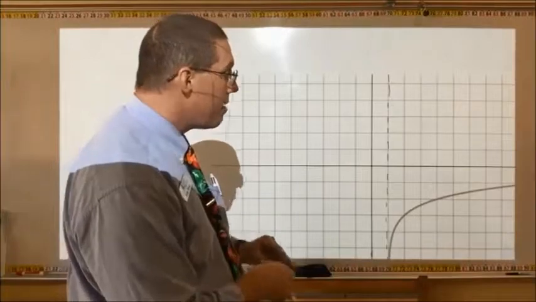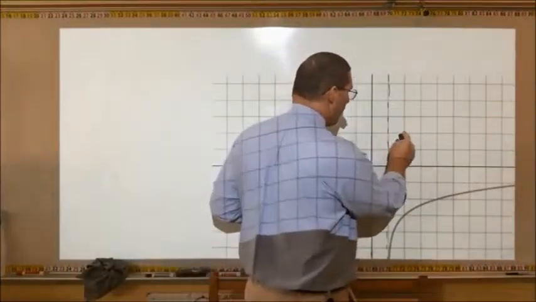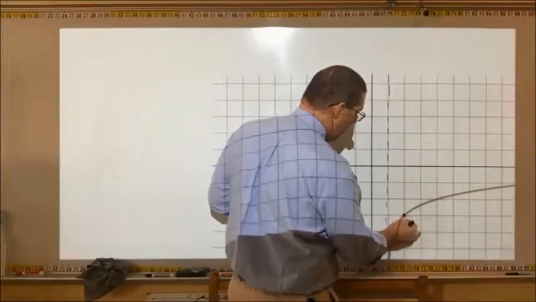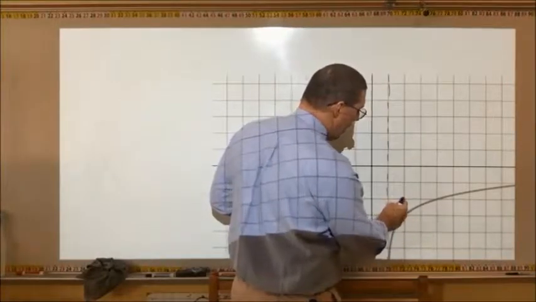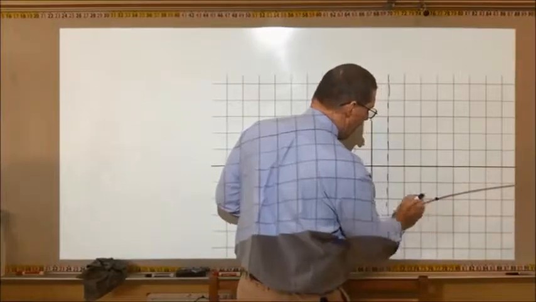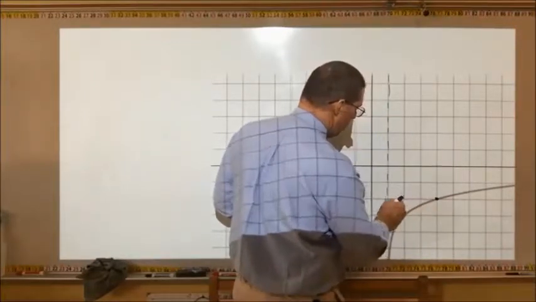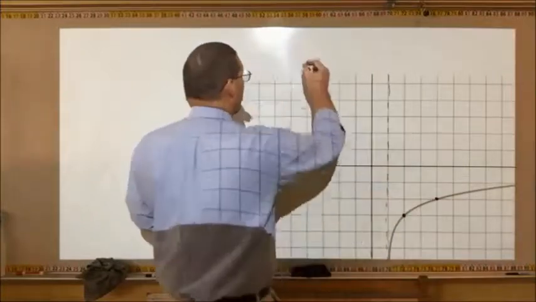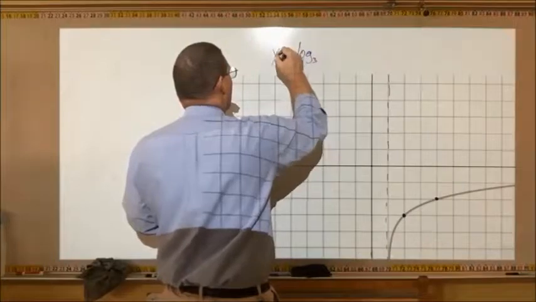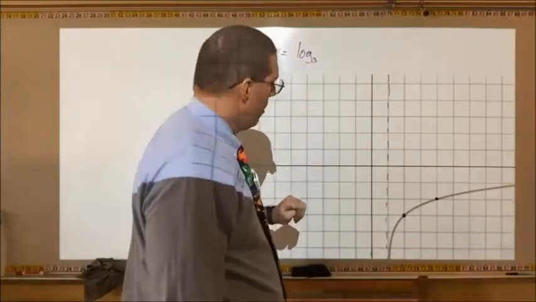Now to find out what the base is, we're going to go 1 unit over from the asymptote and go to the curve and put a dot. From that dot, we're going to go 1 unit away and then over to the curve, and we're going to put in a dot. How far is that dot from the asymptote? It's 1, 2, 3 units. So this logarithm is log base 3. Okay, so y equals log base 3.